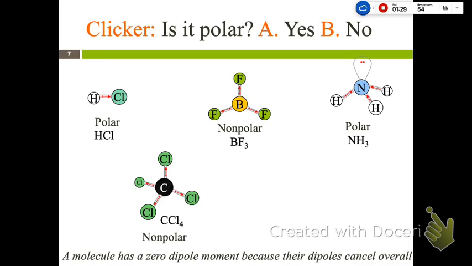So it's not just enough to say, are there polar bonds in the molecule? You have to then say, well, where are they compared to each other? Think about that three-dimensional shape. That's the whole reason we did that lab, having you start to visualize what the molecules look like. Last one.